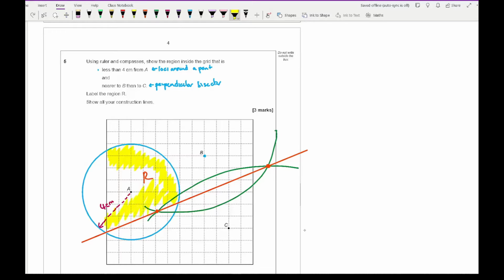Now with any construction question, it's really important that you do not rub out any of your construction lines. So don't rub out the circle, don't rub out your arcs, because obviously that's going to be counted towards your working out.